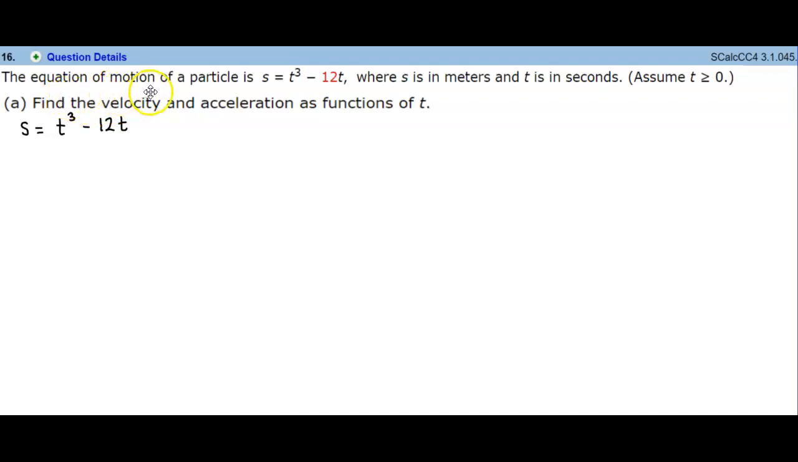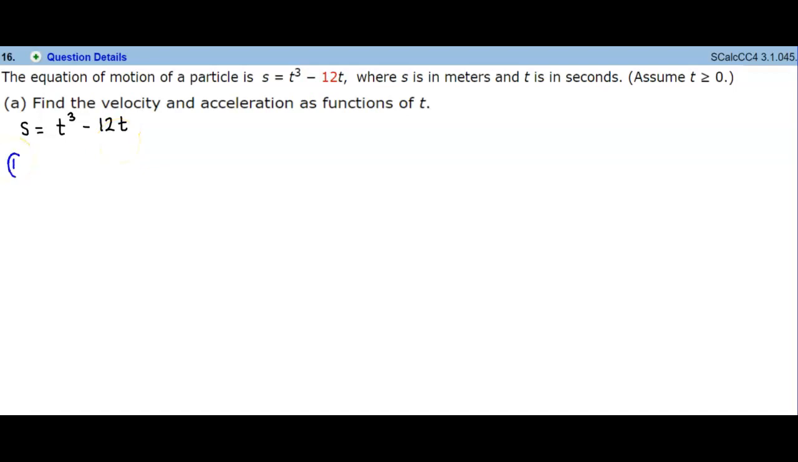The equation of motion of a particle is s equals t cubed minus 12t, where s is in meters and t is in seconds, and assuming that t is greater than or equal to 0. In part A, we want to find the velocity and acceleration as functions of t. So we've written down what this function looks like, which is s equals t cubed minus 12t.